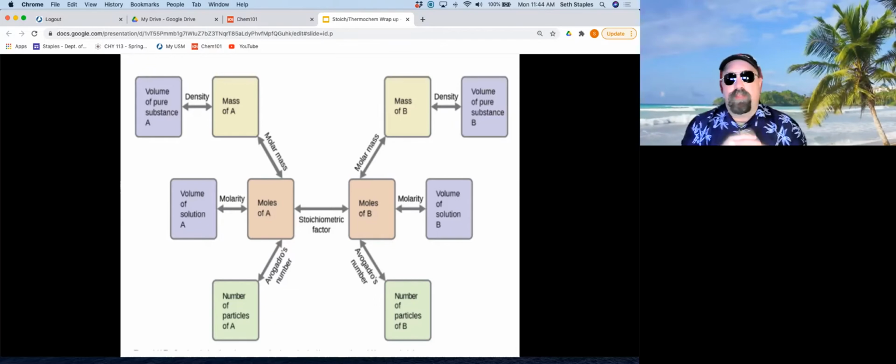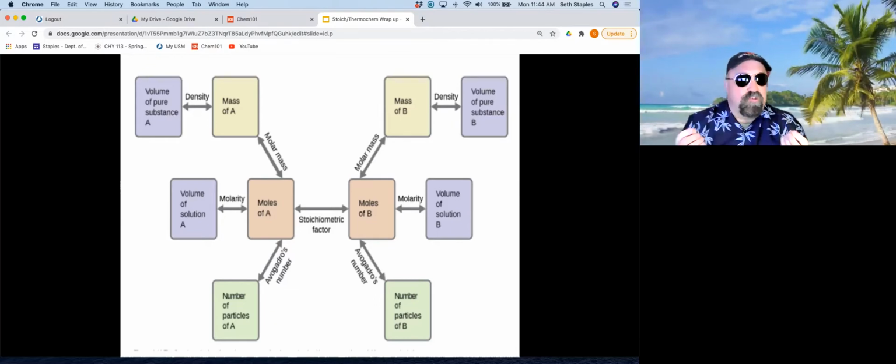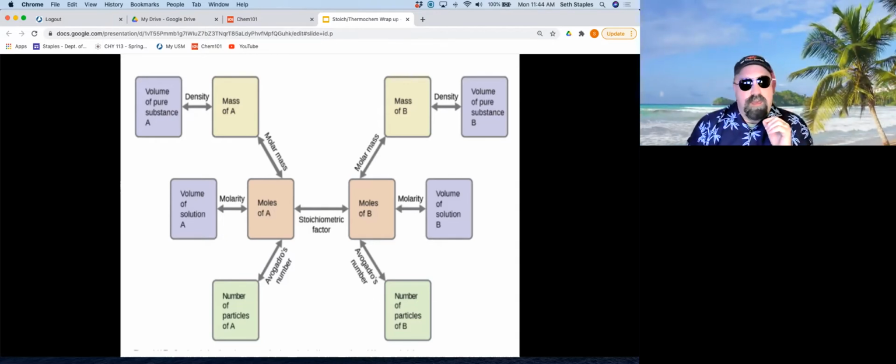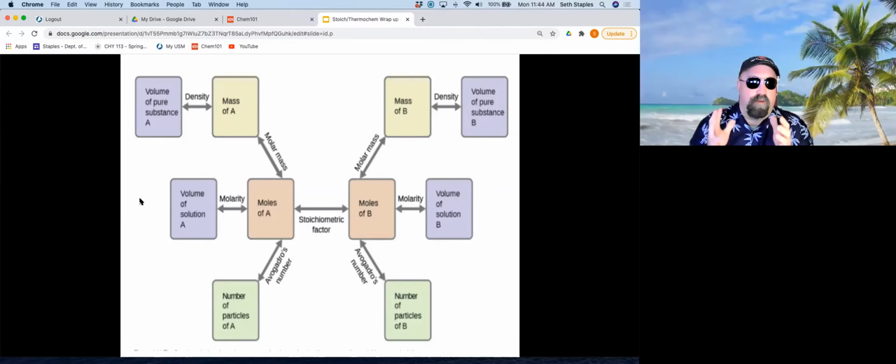So we started off in this unit discussing stoichiometry, which is looking at the relationships involving the amounts of things in chemical reactions. And we referenced this slide quite a bit in this graphic because this really is your roadmap for all of these types of problems.